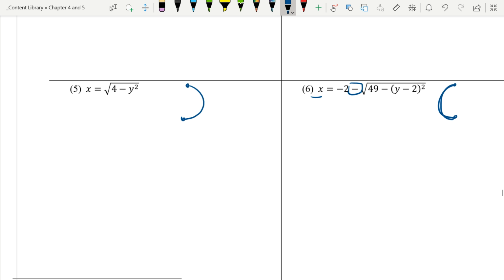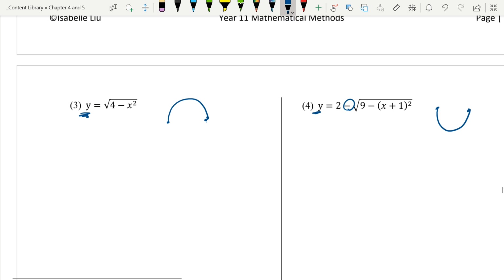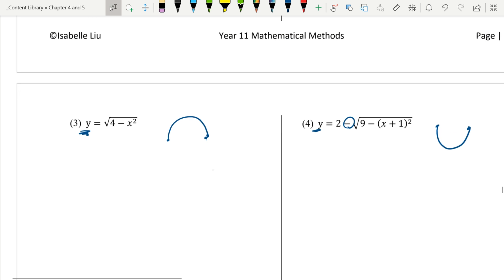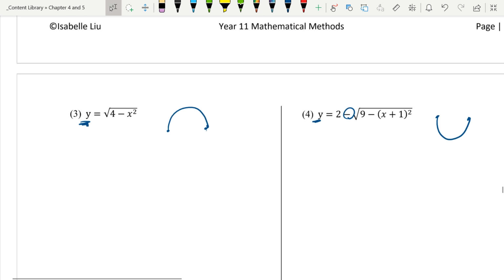How to find the center? How to find the radius? What I'll do is rearrange the equation. The first one is easy. I'll just square both sides. I want to get rid of the square root, that's my purpose. So I will square both sides. So I'll have y squared equals 4 minus x squared.